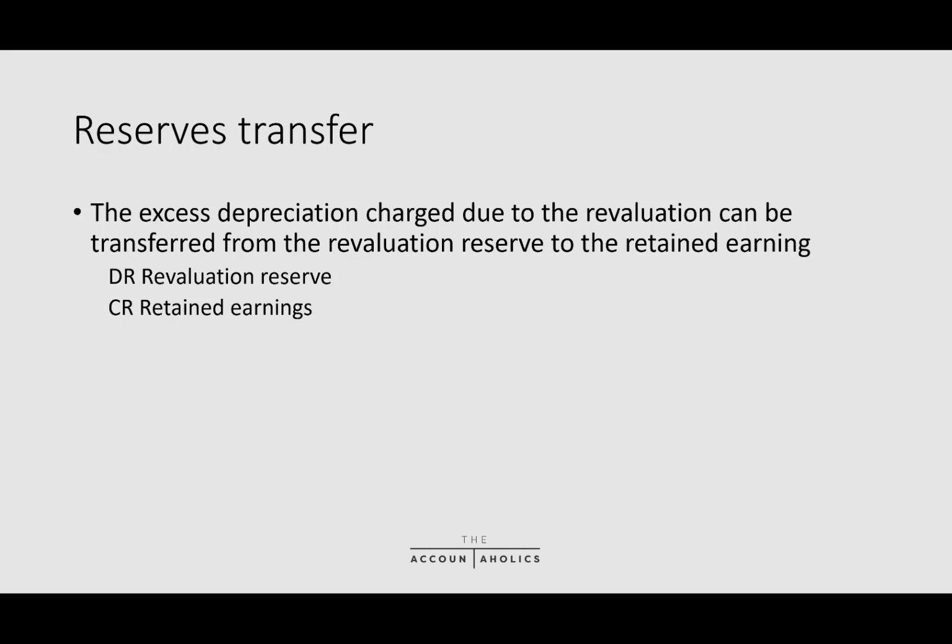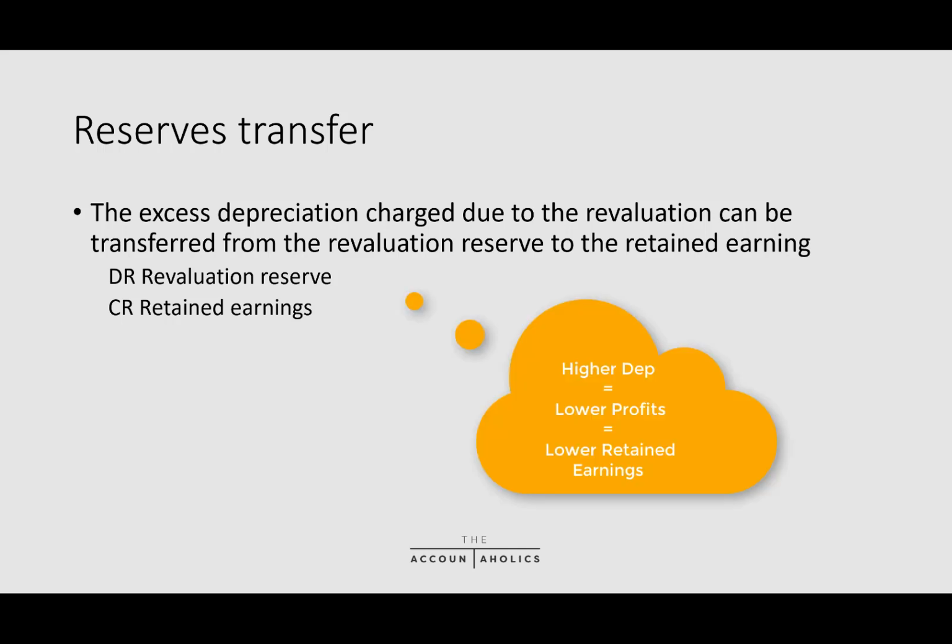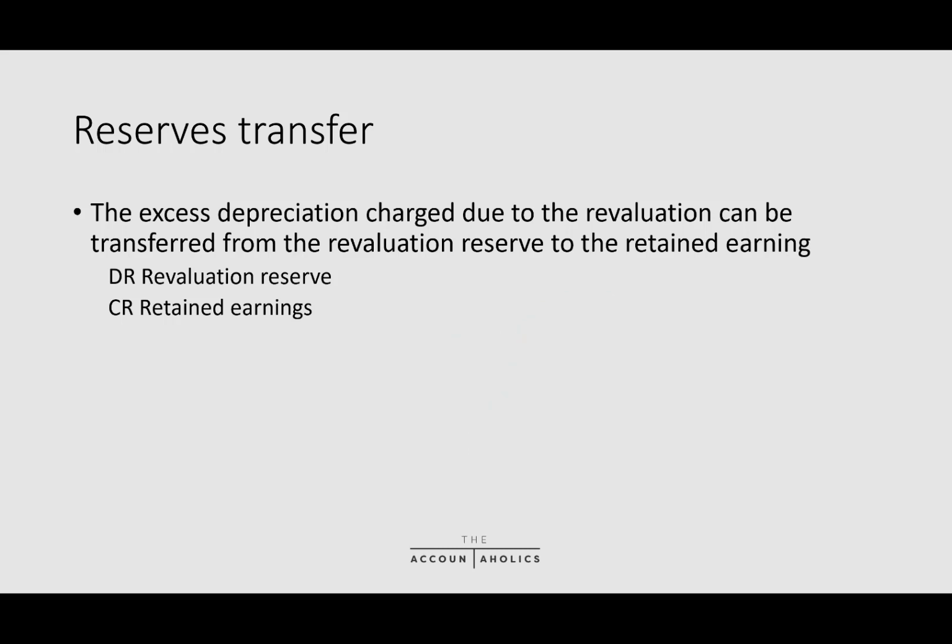Well, we're doing this to keep our shareholders happy because the higher depreciation charge that results from a revaluation policy is going to impact our profits. It will typically result in lower profits, therefore lower amounts being fed into our retained earnings, out of which we pay dividends. So to keep our shareholders happy, we can simply transfer the excess depreciation out from the revaluation reserve into retained earnings. Again, we'll practice this in the numerical example that follows.